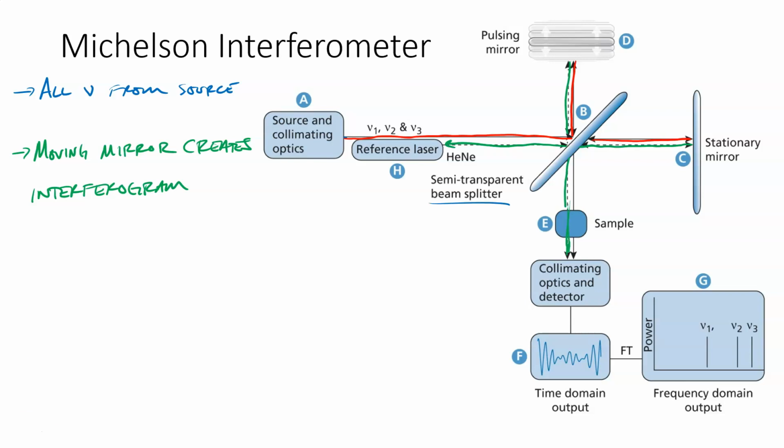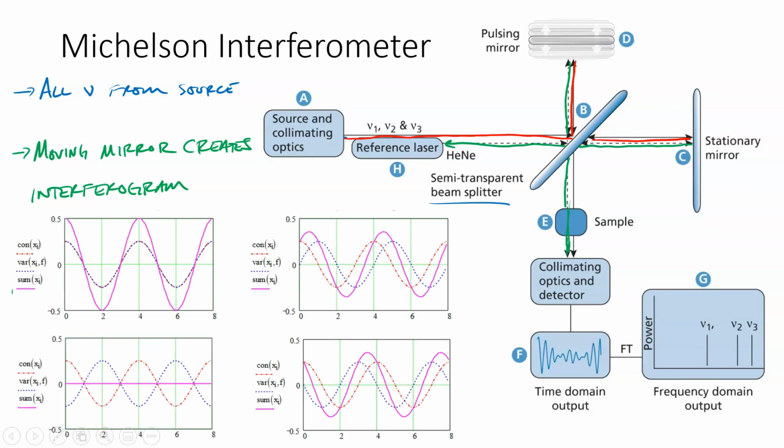Okay? These are from my lecture notes at Purdue when I was a grad student. In red, we have the light that's reflecting off the stationary mirror. In blue, we have the light that's reflecting off the pulsing mirror. This first one would be like a time equals 0, right, where the distance that the moving mirror is from the beam splitter is equal to the distance the stationary mirror is to the beam splitter.